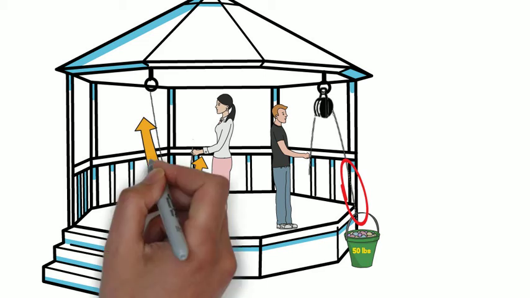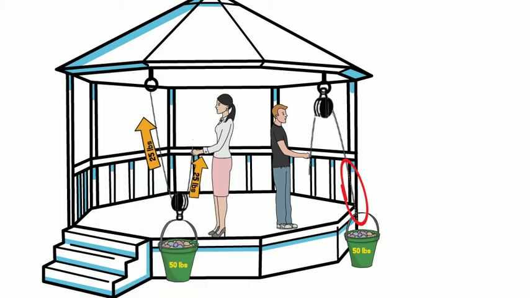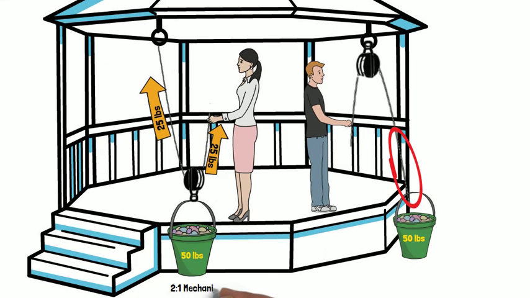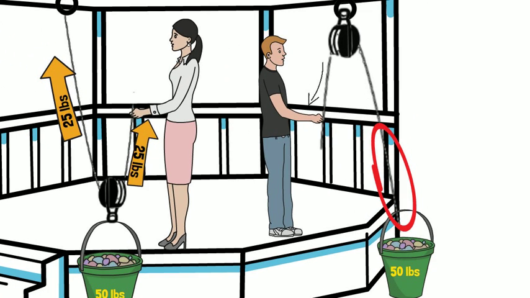That force will travel through to the other side of the rope, and the anchor will support the other 25 pounds, allowing her to lift the 50-pound bucket. Let's look at what happens when Peter puts 25 pounds of force on the rope.